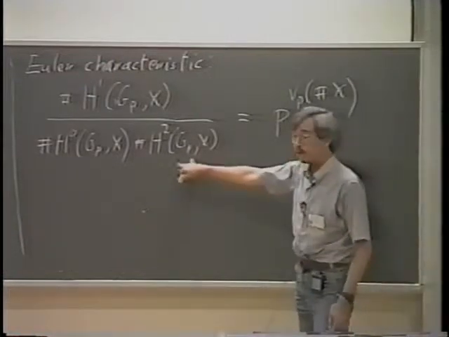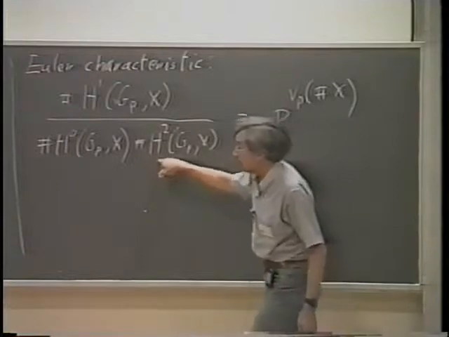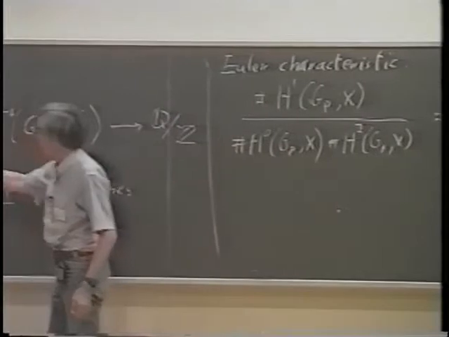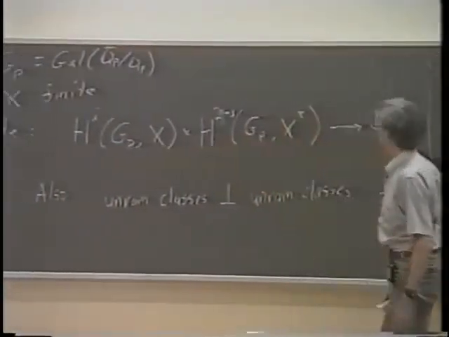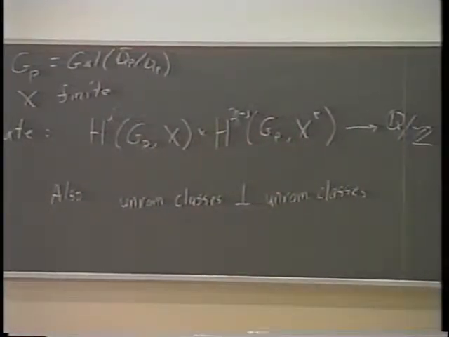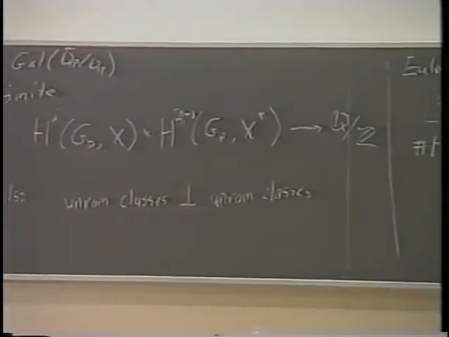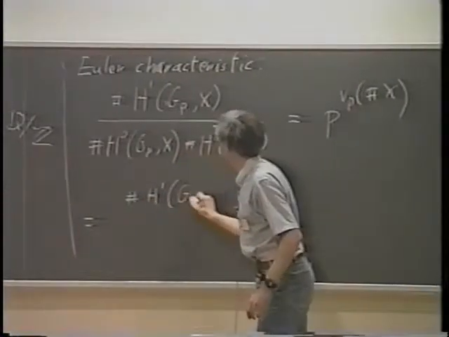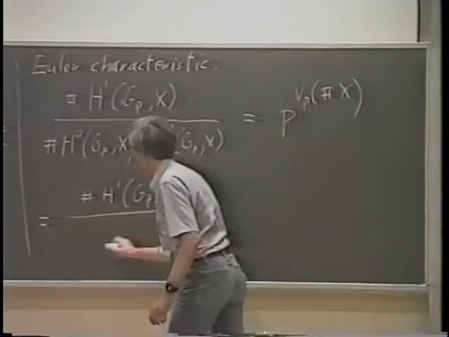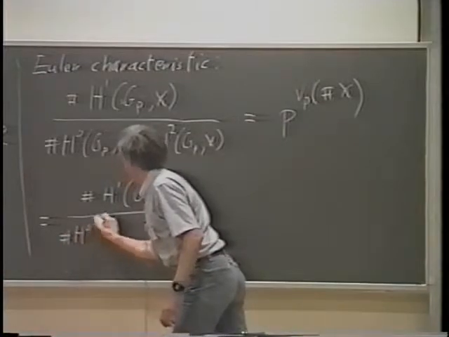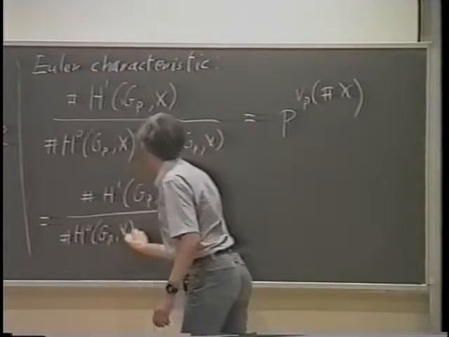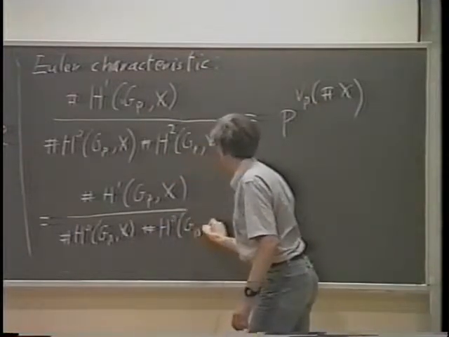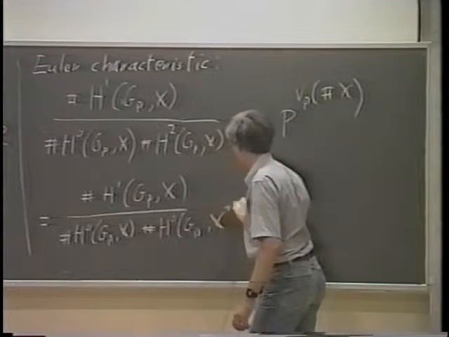I think I got that right. But actually, there's another way we can write this. Because this H^2, take i equals 0 here, is dual to H^0, and both of these are finite, actually. And there's a non-degenerate pairing between two finite groups. They have to have the same order. So actually, we could also write this as order of H^1(G_P, X) over order H^0(G_P, X), and then order H^0(G_P, X star).